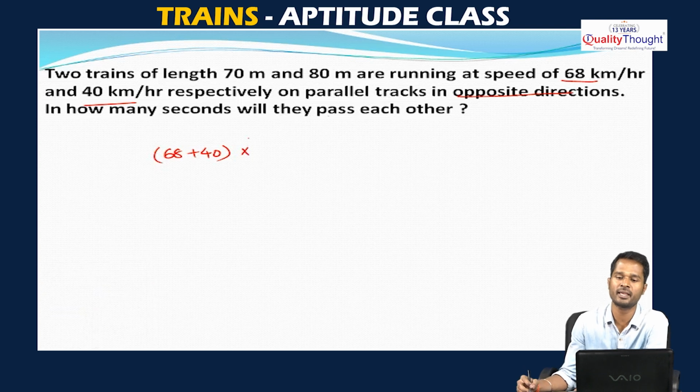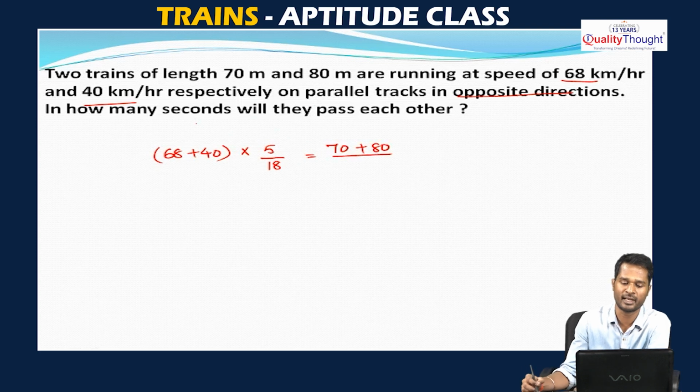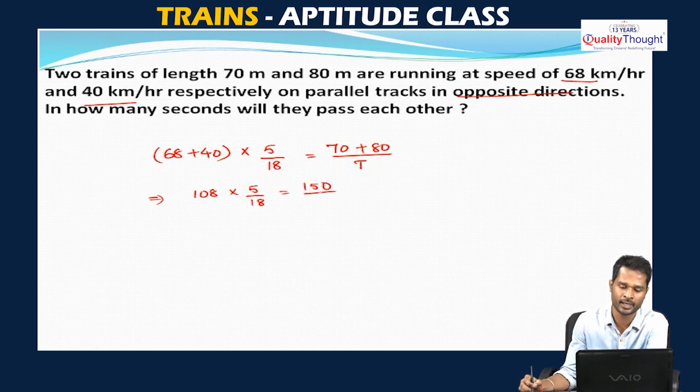into, as the speeds are in kilometers per hour, convert them into meters per second by multiplying with 5 by 18, is equal to. So, the distance is nothing but the length of both the trains, which is 70 meters plus 80 meters, by the time we need to find. In how many seconds will they pass each other? Let us write the time as t. So, this is 68 plus 40, which is 108, into 5 by 18, is equal to 70 plus 80, that is 150 by t.